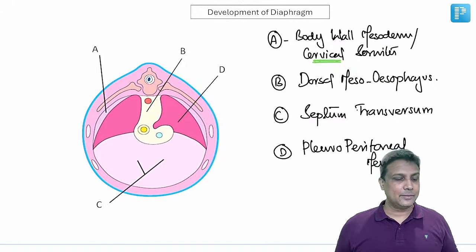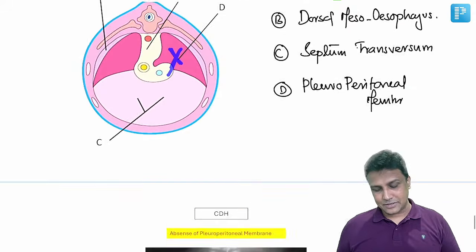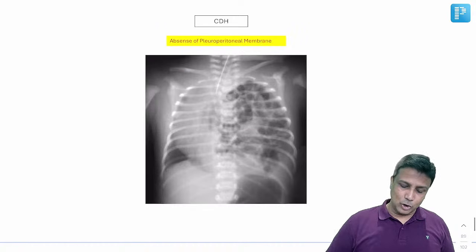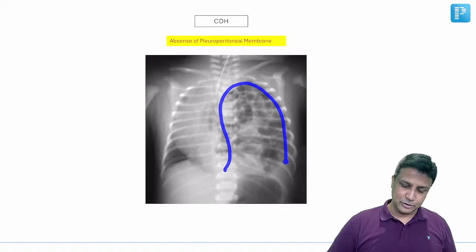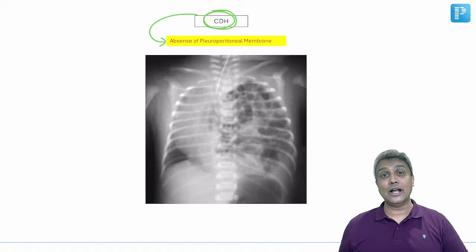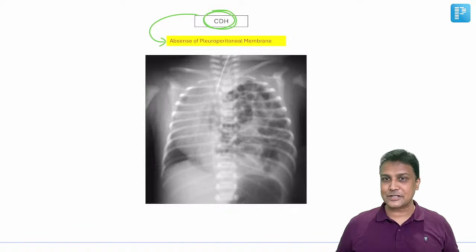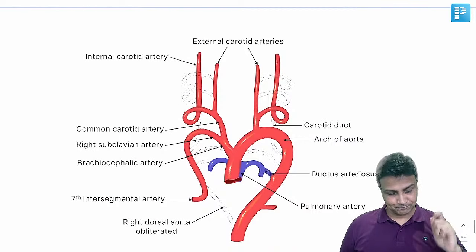Now, sometimes in some unfortunate babies, the pleuroperitoneal membrane will be absent. And if that is absent, then what is going to happen? All the loops of intestines are going to herniate into the thorax, and that is nothing but congenital diaphragmatic hernia. Congenital diaphragmatic hernia will occur due to the absence of the pleuroperitoneal membrane.